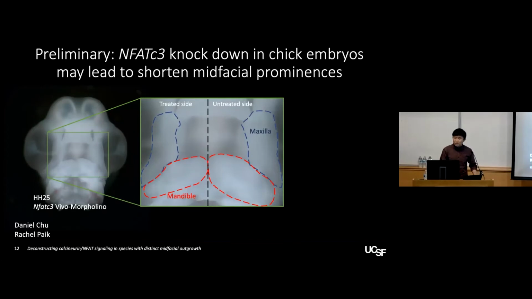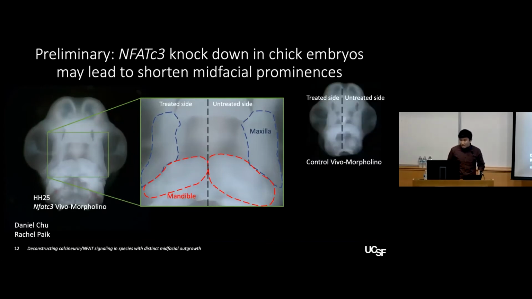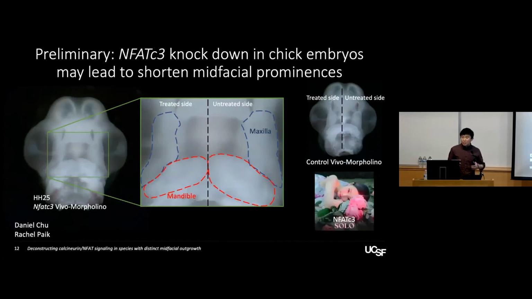I still need to increase the number of animals I'm looking at, but it is extremely promising as the controls do not yield a difference between the two sides. So it does seem that C3 alone is able to direct facial outgrowth in chick.